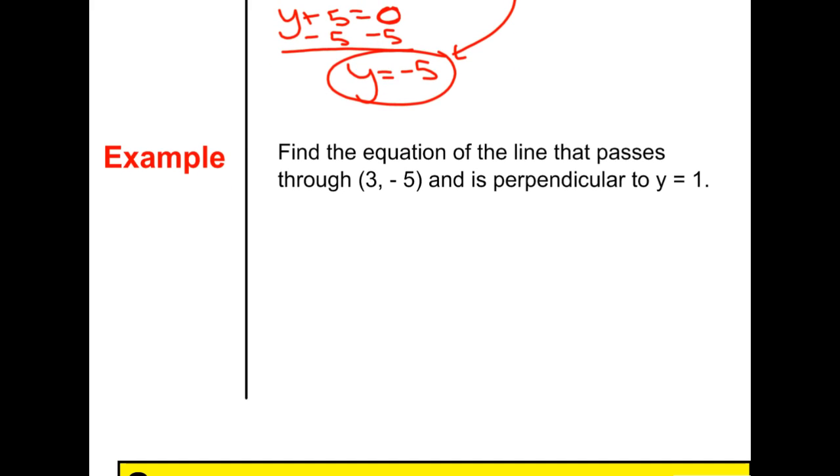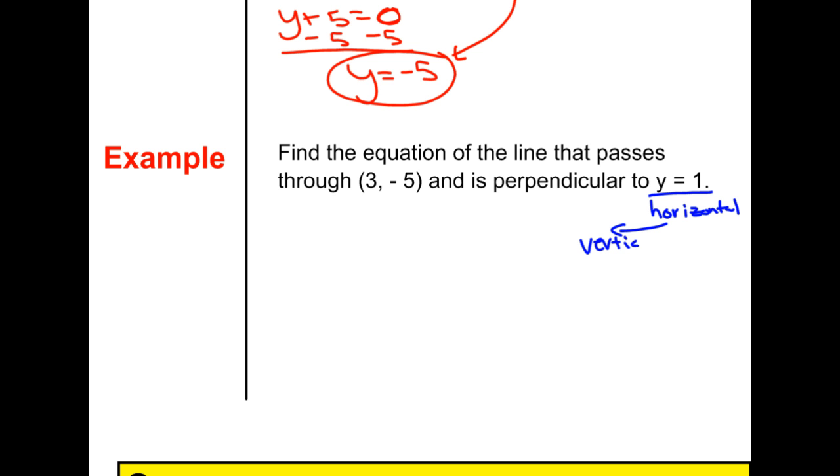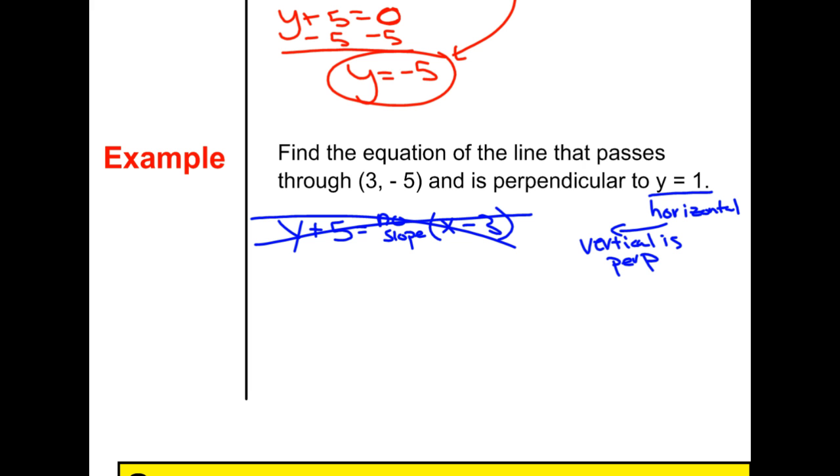All right, let's try a different one, a little bit trickier than that one. Find the equation of the line that passes through (3, negative 5) and is perpendicular to y equals 1. Again, this one is horizontal. Well, what kind of line is perpendicular to a horizontal line? That's a vertical line, and that is perpendicular, right? Vertical lines have no slope. So how can I plug that into the equation? I can't do y plus 5 equals no slope times x minus 3. That's impossible.